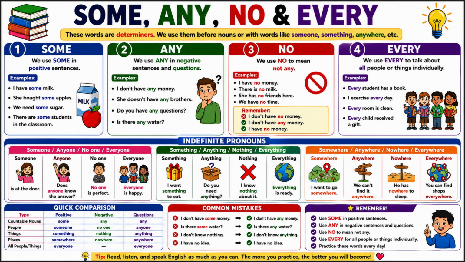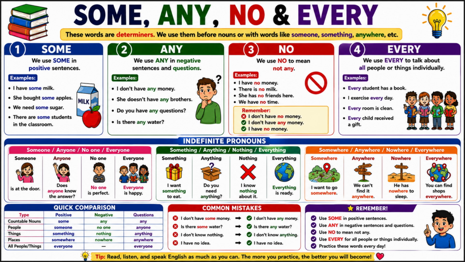3. No. We use no to mean not any. Examples. I have no money. There is no milk. She has no friends here. We have no time. Remember. Wrong: I don't have no money. Correct: I don't have any money. Correct: I have no money.